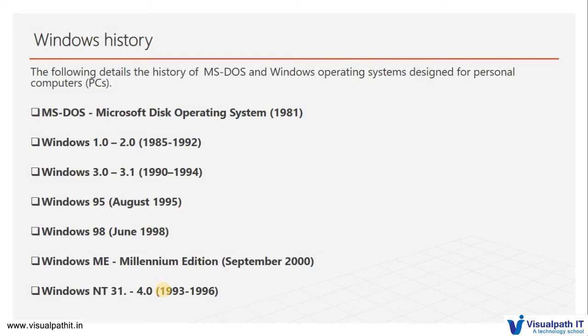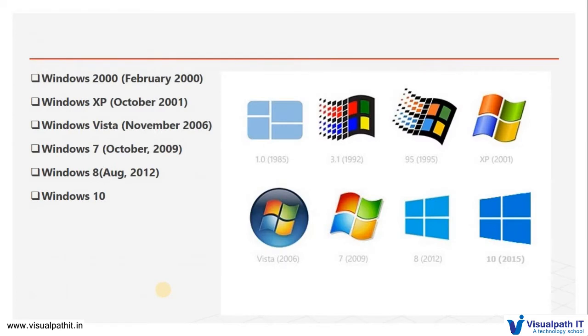Okay, so first Microsoft released MS-DOS, Microsoft Disk Operating System, especially for IBM. Okay, so after that Windows 2000 released in February 2000. After that Windows XP in October 2001, Windows Vista in November 2006, Windows 7 in October 2009. After that Windows 8 in August 2012, and after that Windows 10.